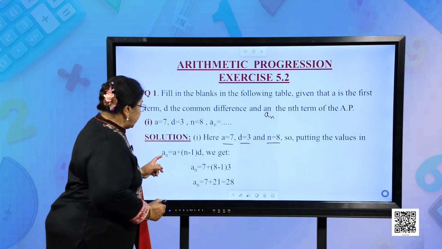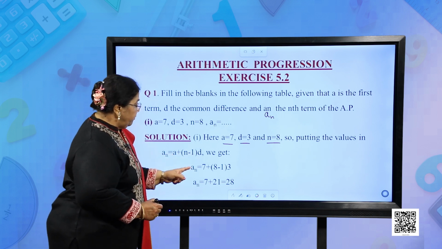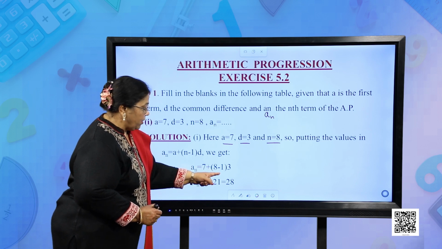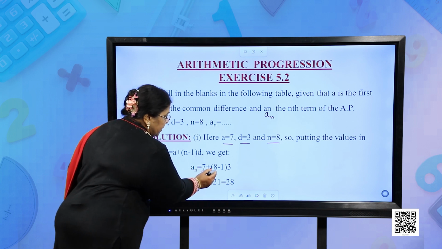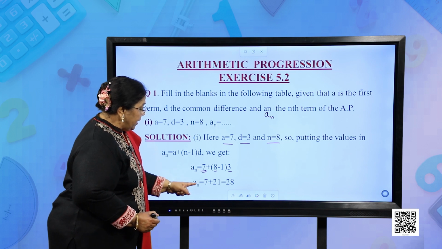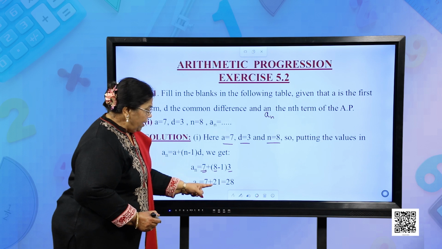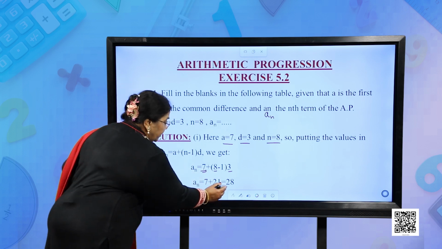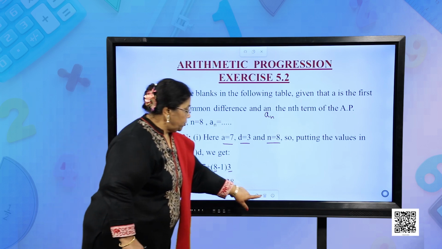By putting the values in the general term, An is equal to A plus n minus 1 into D, we get An is equal to 7 plus 8 minus 1 into D. We have substituted the value of A, this is n and this is D. On simplification we find that An is equal to 7 plus 8 minus 1 is 7, 7 3s are 21. What is 21 plus 7? 28. So, the nth term is 28. Is it clear? Let us proceed to the next question.